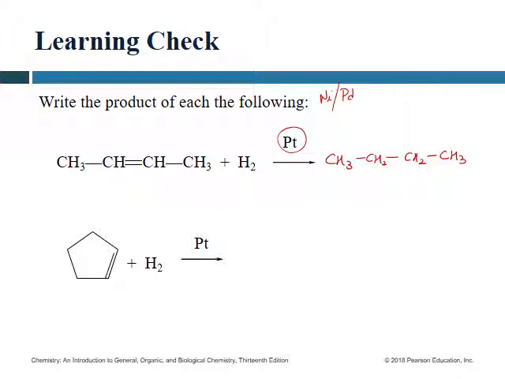How about this reaction? When you look at this reaction, this is an example of a cycloalkene. It has a double bond. We are adding hydrogen in presence of a catalyst, which means this is hydrogenation. It's an example of addition reaction. You simply open up this double bond and it will turn into a single bond. So a final product would be this. That's it.